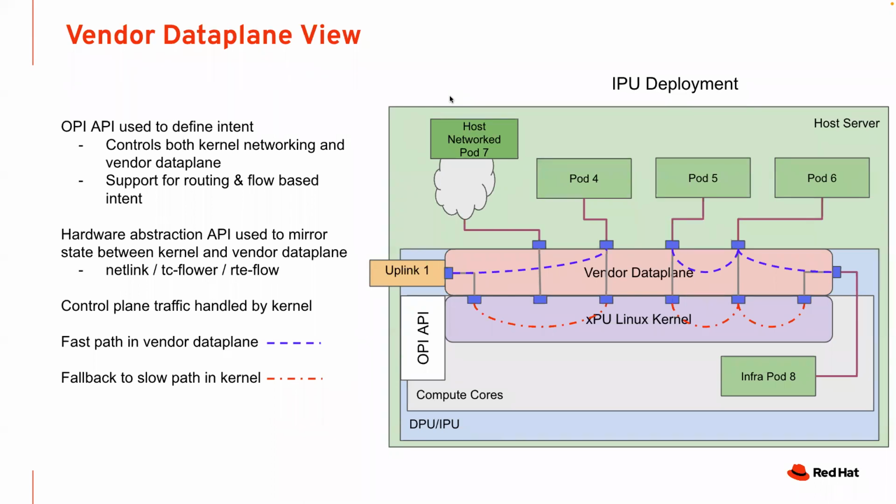Okay, which essentially brought us to the point of trying to consider where the OPI API would reside. It would be great if the OPI API was used to define intent, and then whatever got translated from this layer on would basically control both kernel networking and the vendor-based data plane. And between the actual vendor data plane and the Linux kernel, and I don't show it here, we would have something like a hardware abstraction based API, and that would mirror state across the two data planes that are in operation on the DPU. Is that what people thought this would look like, or are we shooting way off the mark here?